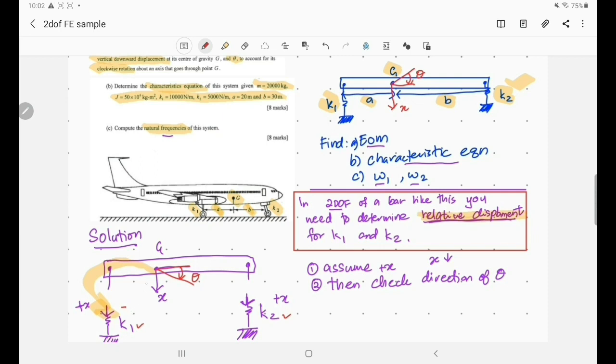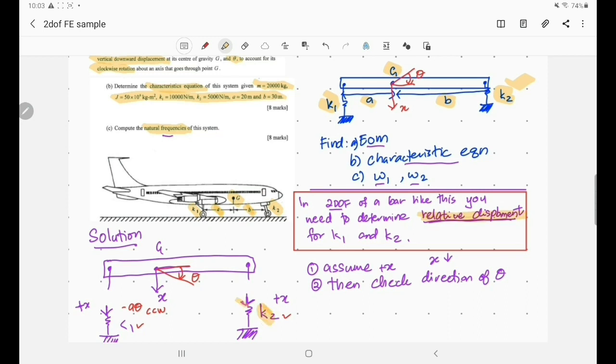It's not just theta, but there's a distance there. So basically your a theta. Normally it's L theta because of the linear spring on a bar, but this one is a theta. It's negative because it's counterclockwise. So then you do the same thing for k2.